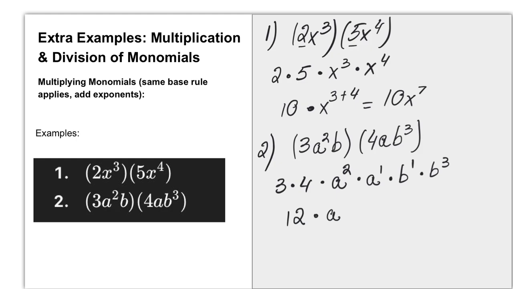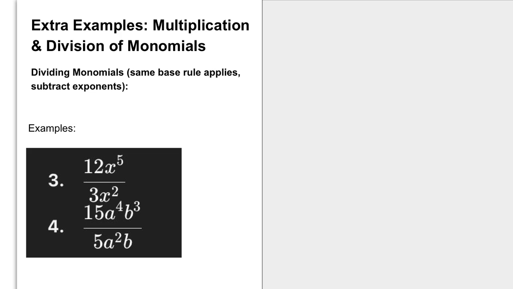And then we're going to go ahead and add the exponents. 1 plus 3. Okay, 12, and this will equal 12 a to the third power, 2 plus 1 is 3, and then b to the fourth power. Again, this looks like complicated multiplication and division of monomials. We're dividing the monomials, same base rule applies, and subtracting the exponents. Okay, let's see if we can do this.